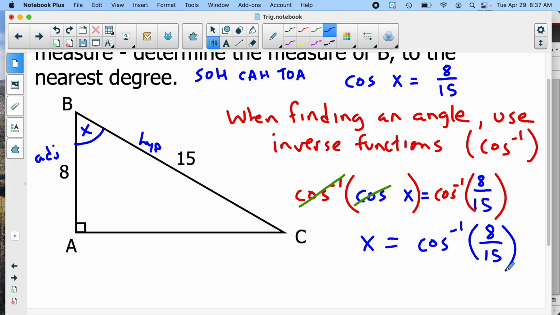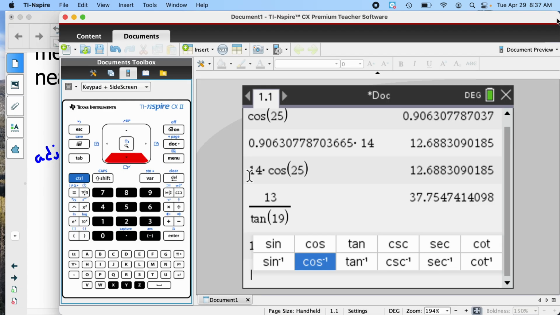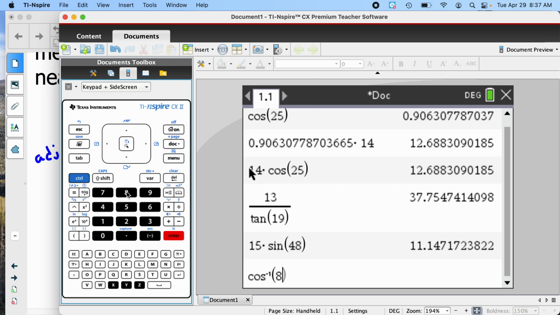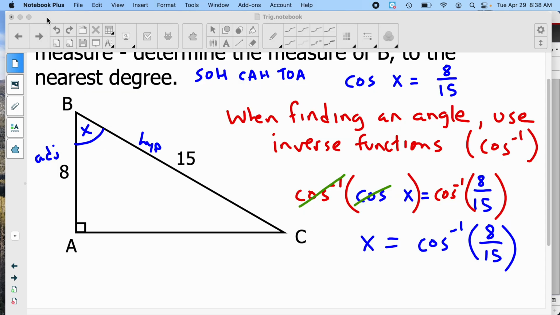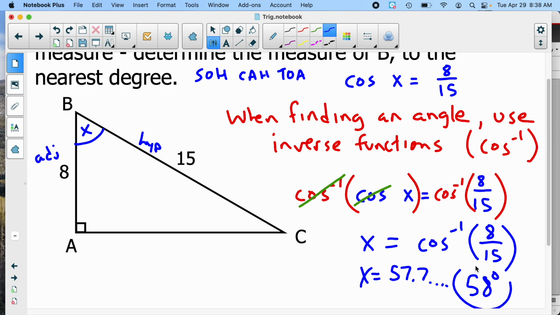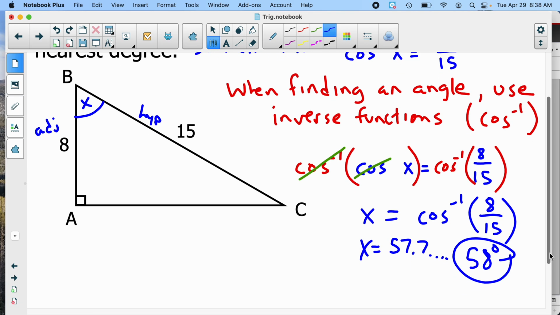I'm going to do my inverse cosine. So let's go here, let's choose inverse cosine. I want to do the inverse cosine of 8/15. I press enter. This is the number of degrees in my angle. It's typical that we round angles to the nearest whole number, the nearest degree. So when this says 57.7, I'm going to round it up to 58 degrees. That's how big my angle is.